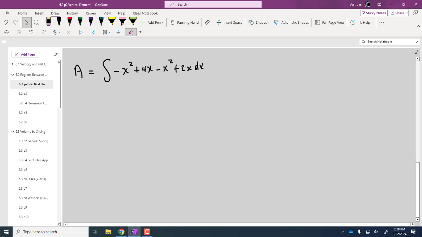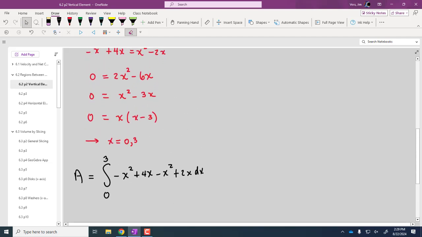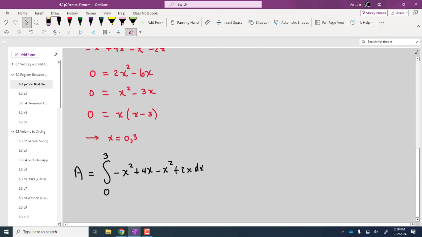So upper minus lower. Would each function have parentheses around it, so that negative would apply? The negative I distributed already. Oh, okay. Right, so if I subtract off this function, that's going to be minus x squared plus 2x. So if you didn't distribute the minus, right, sort of as you're writing it down, then yeah, you would want that in parentheses with the minus out in front. That's right.